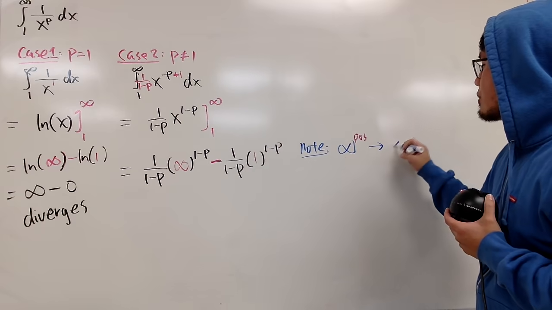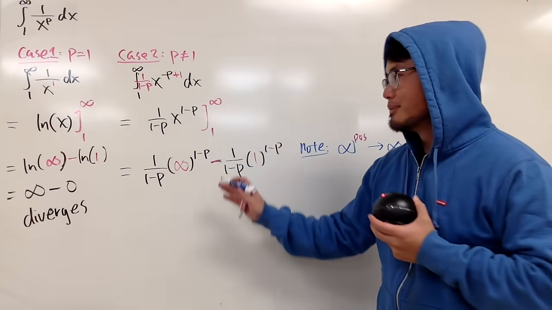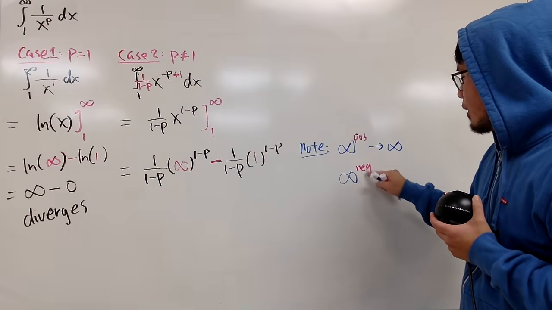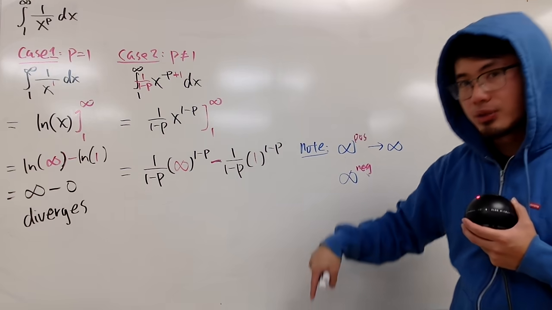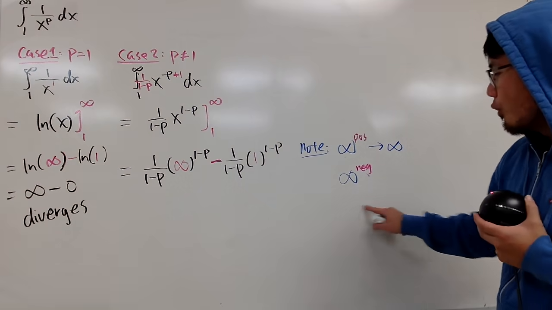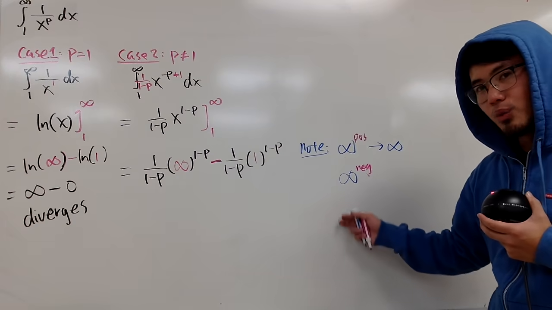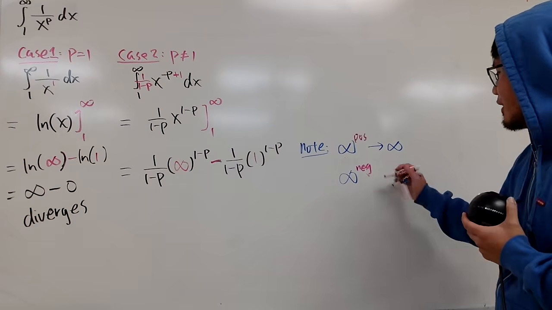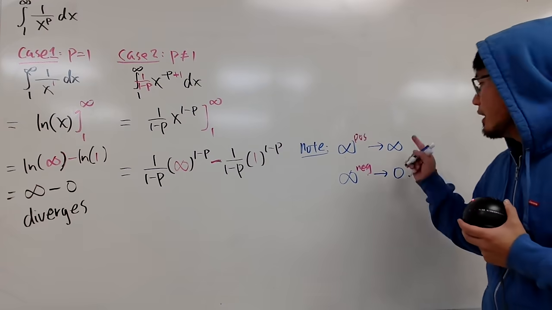This right here goes to infinity. And if you have a negative exponent, well, in this case, negative power is what? You bring this down to the denominator. So it becomes 1 over infinity to a positive power. By this, you are talking about 1 over infinity. So altogether, you end up with 0. So 0 is finite, infinity is not.